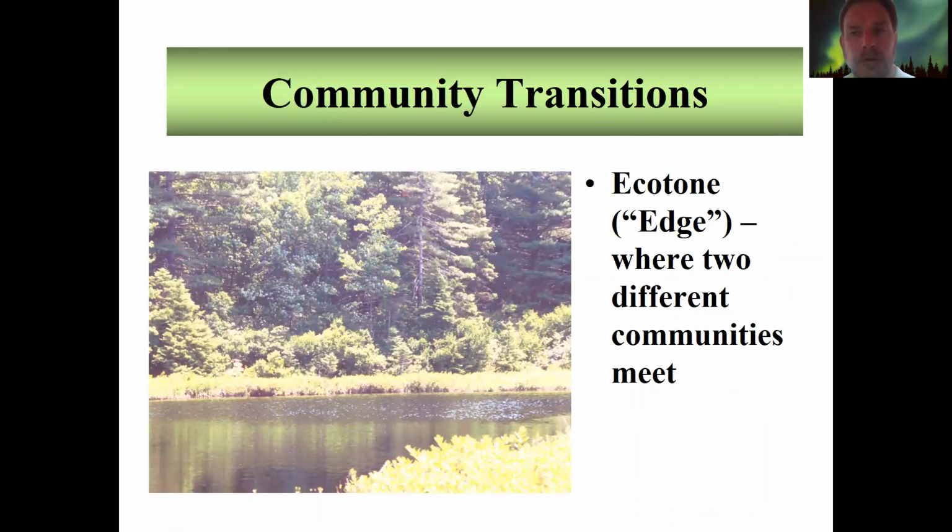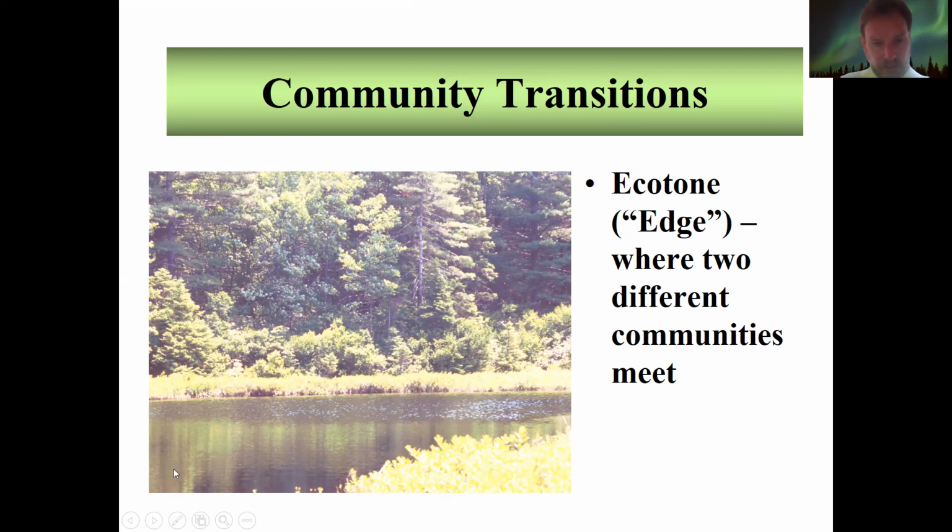Another thing too about communities is they intergrade. One community intergrades with another. These are called ecotones. The boundary line, if you can draw one, is an edge, and everything around that edge is called the ecotone. These are where two communities meet, and you can see examples in this photo.